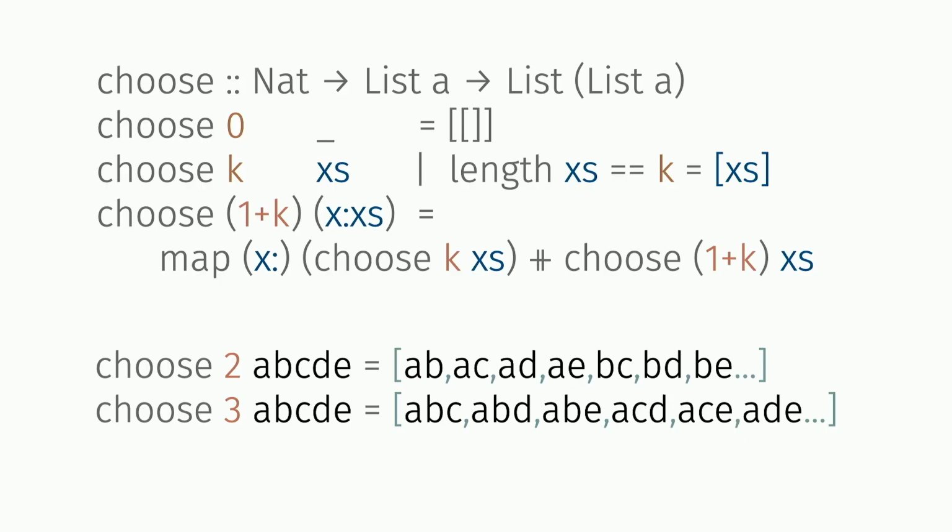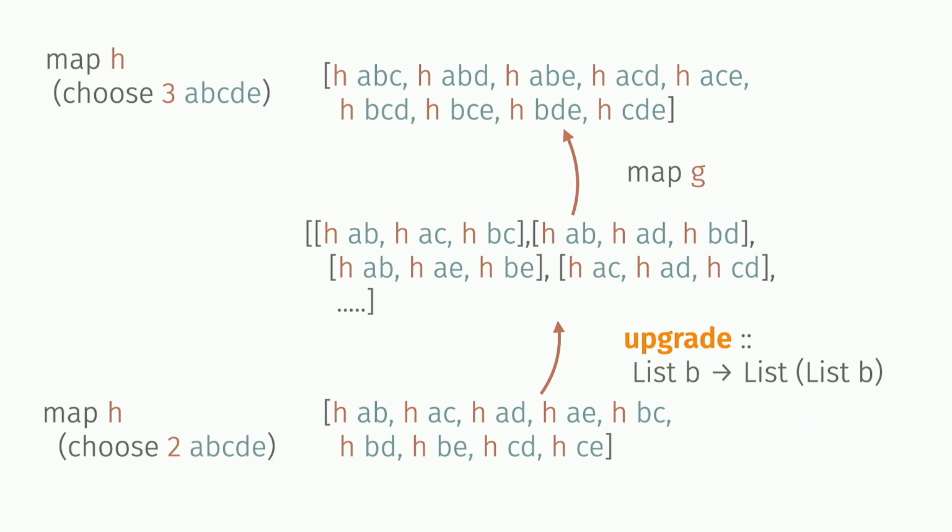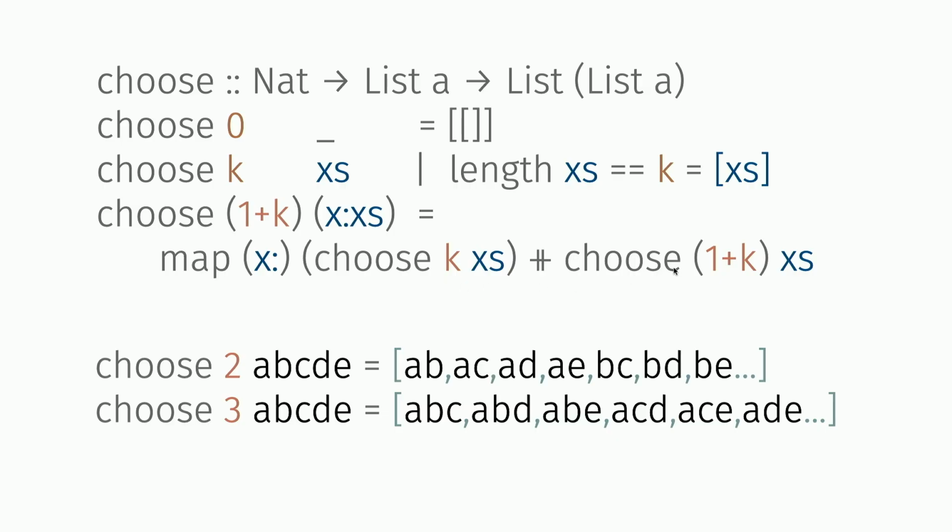So there's one way to choose 0 elements from a list, which is the empty list. To choose 1 plus k elements from x cons xs, for example, we can either keep x and choose k elements from xs, or we can drop x and choose 1 plus k elements from xs. And this function choose returns a list of lists of A, so the results of these two recursive calls are just appended together. That's choose, which is also standard.